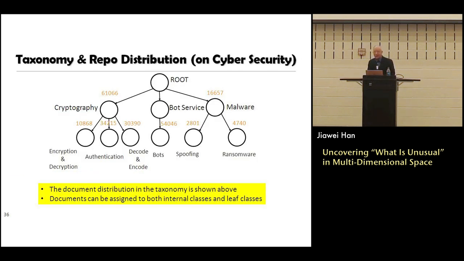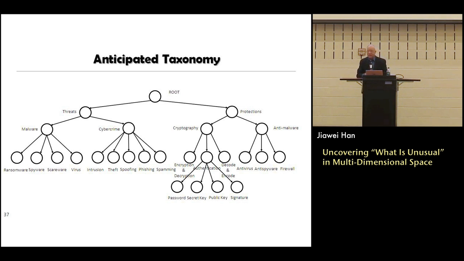So what we found is that, just given the leaf, we can construct the classifier, the classification. We can put the big number of repos down into the right class, some in the middle. You can see some documents, like this one, where you get 61,000 documents in cryptography. This one is on the bot service, the malware. There are some intermediate ones. With this, we get this hierarchy, and you put each repo in the right class.